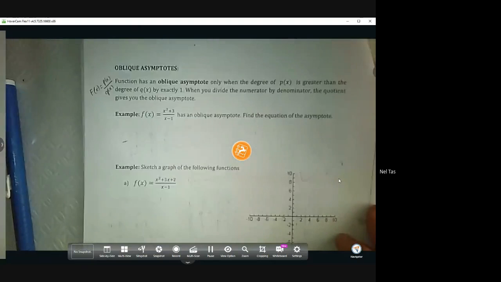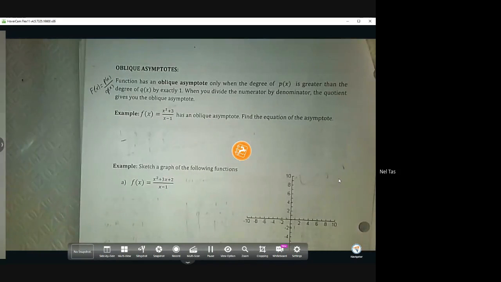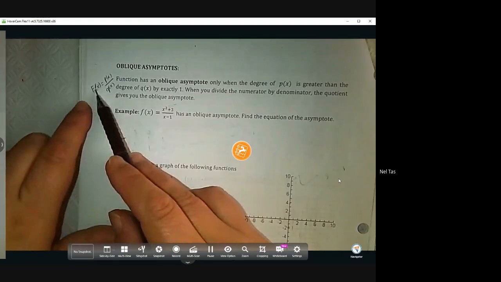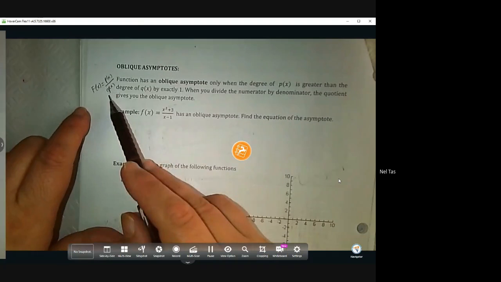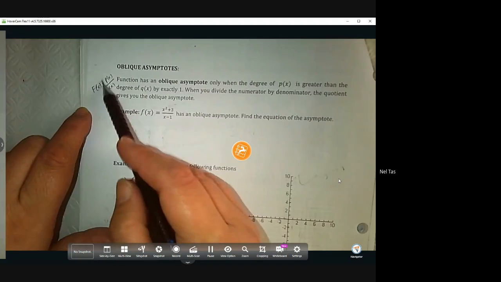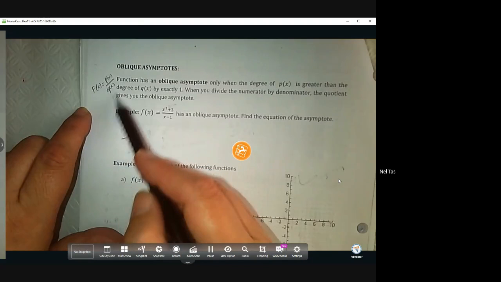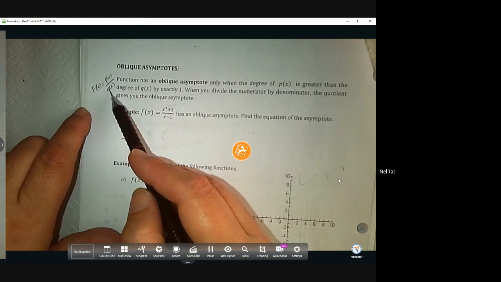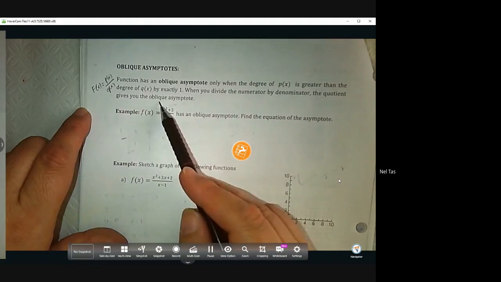Okay. So oblique asymptotes. A function has an oblique asymptote only when the degree of p of x is greater than the degree of q of x by exactly 1. So let's say you have a function f of x equals p of x over q of x. If the degree of the numerator is 1 more than the degree of the denominator, you have an oblique asymptote.